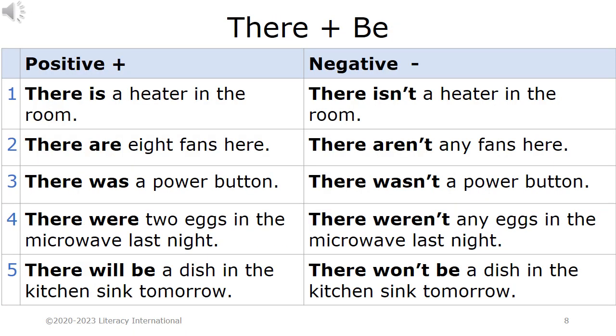There plus be. Positive, negative. 1. There is a heater in the room. There isn't a heater in the room. 2. There are 8 fans here. There aren't any fans here. 3. There was a power button. There wasn't a power button. 4. There were 2 eggs in the microwave last night. There weren't any eggs in the microwave last night. 5. There will be a dish in the kitchen sink tomorrow. There won't be a dish in the kitchen sink tomorrow.